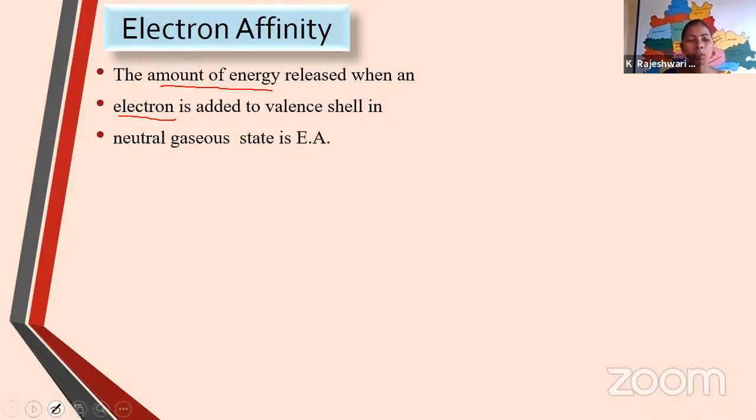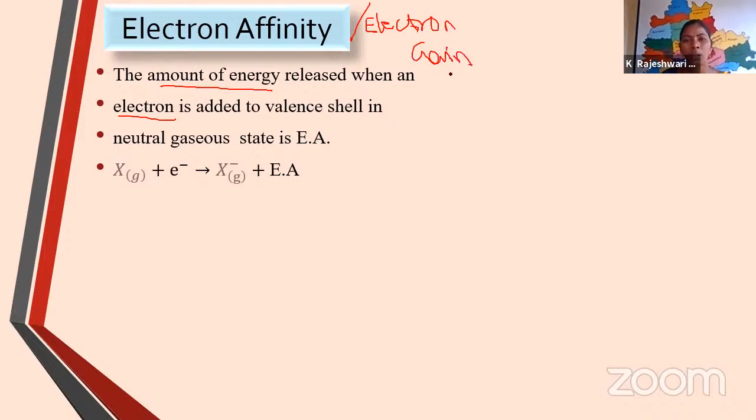That is electron affinity, or you can also call it electron gain enthalpy. So we are referring to it by two names. Electron affinity or electron gain enthalpy, both are the same. So electron affinity means the amount of energy released when an electron is added to its valence shell in its neutral gaseous state.